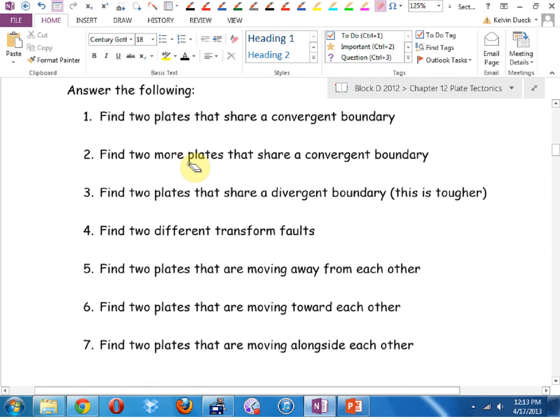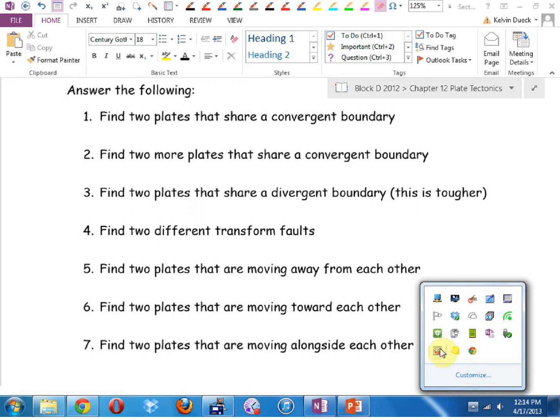So I want you to see if you can take a few minutes. I'm going to put 5 minutes on the clock. See if you can answer 1, 2, 3, 4, 5, 6, and 7. There's going to be more than one answer to these, and we're going to discuss the answer. So try and find 2 plates that share a convergent boundary. Try and find 2 more plates that share a convergent boundary. Find 2 plates that share a divergent boundary. This one is tougher to find. Find two different transform faults. What two plates? Find two plates moving away from each other, two plates moving towards each other, and two plates moving alongside each other. Try this on your own or with a neighbor.